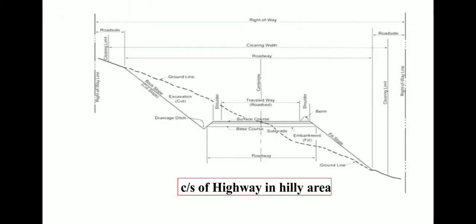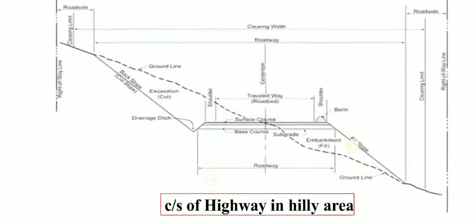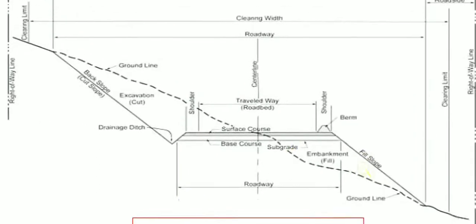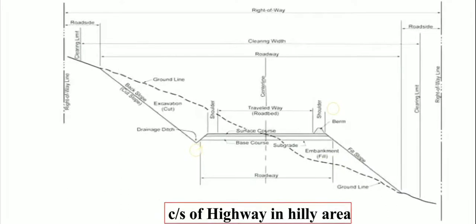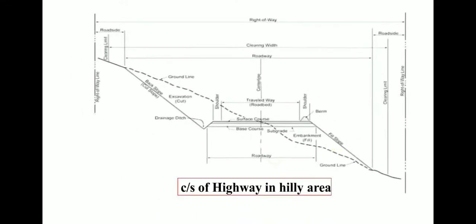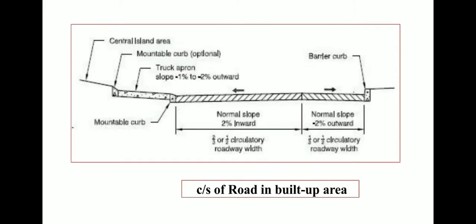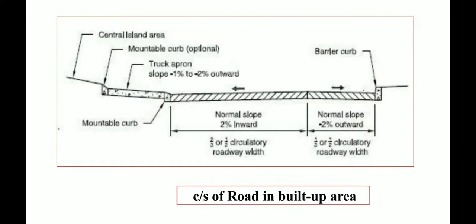Here is the cross section of highway in hilly areas. So if the road is in hilly area, how should be the road pattern? Here you can see very well how should be the trajectory of the road, what should be the carriageway, how should be the road traversed. This is the cross section of the road in built up area if on the same hilly area.